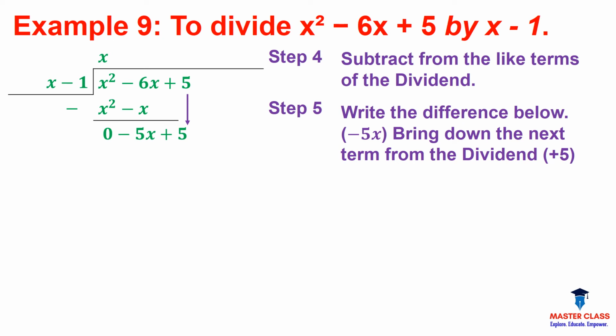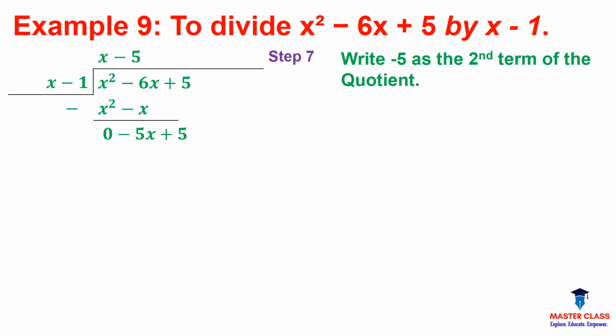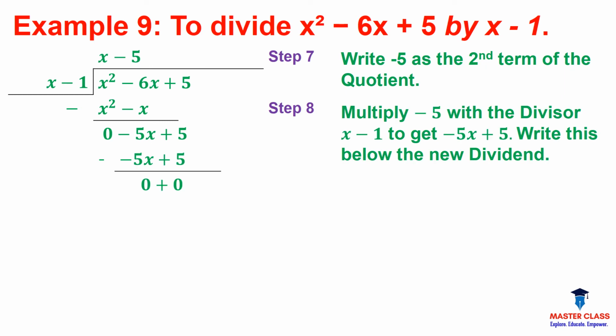Bring down the next term from the dividend. In this example, the next term is 5. This step is also similar to the way we do division of numbers. Again, observe the first terms of the new dividend, that is −5x, and the divisor x. In your rough working space, divide −5x with x to get −5. Write −5 as the second term of the quotient. Multiply −5 with the divisor x − 1 to get −5x + 5. Write this below the new dividend. Put a line below this as shown alongside.